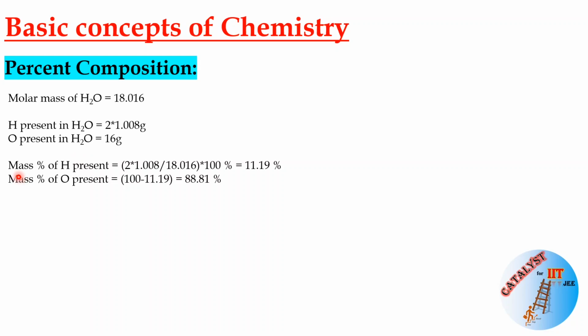So if you calculate the mass percent of hydrogen, the percentage will be 2 into 1.008 divided by the total mass of water, into 100%. So in the total water mass, the mass percentage of hydrogen present is 11.19%. The rest of the mass percent will be of oxygen. So the mass percent of oxygen will be 100 minus 11.19, which is 88.81%. These problems and definitions will become much clearer when you start solving some problems.